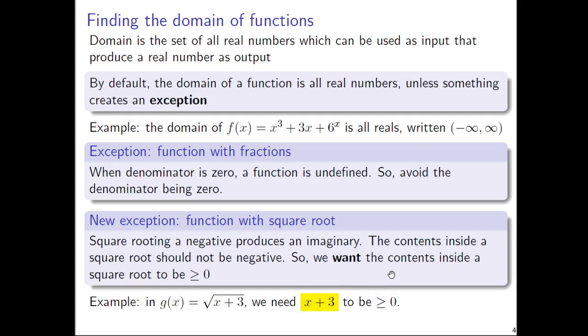So in this small example here, g of x equals root x plus 3, we need the contents inside, which in this case is x plus 3, to be greater than or equal to 0. So if we set up x plus 3 greater than or equal to 0, subtract 3 on both sides, we'd have x is greater than or equal to negative 3.